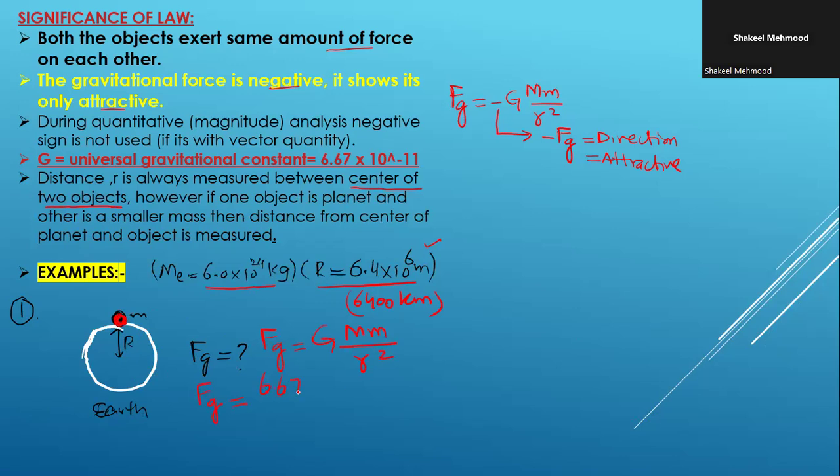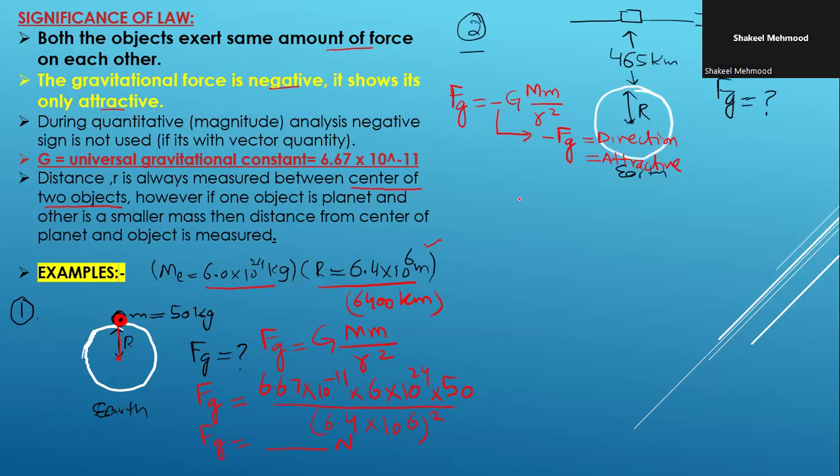So G is 6.67 × 10^-11. Mass of Earth is 6 × 10^24. Mass of the small object is 50 kilograms. And the important thing: the distance between the center of the Earth and that object is 6.4 × 10^6, and don't forget to take the square. This will give you the answer. Hold the calculator in your hand, which I'm not having at the moment, so you can get your answer.